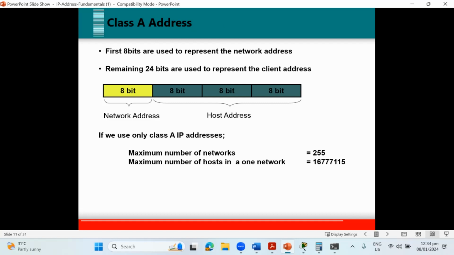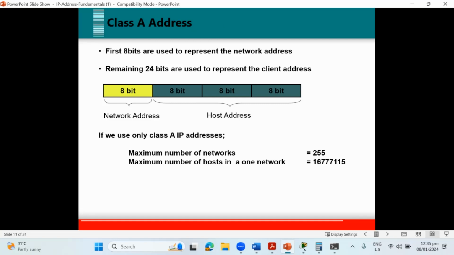First one, we have class A. In class A, the first 8 bits are used to represent the network address, and the remaining bits are used to represent the client address. If we use only class A IP addresses, magkakaroon lang tayo ng maximum number of 255 networks. Magkakaroon lang tayo ng 255 groups.